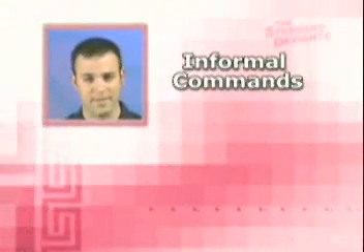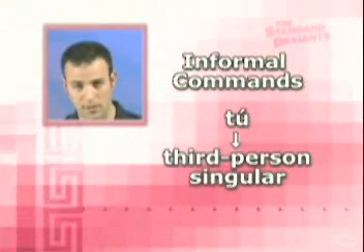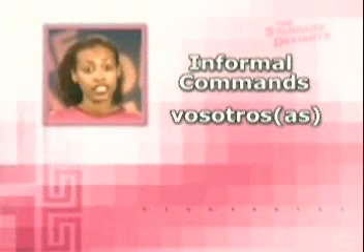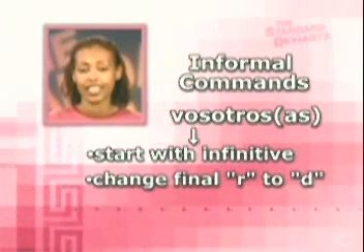For informal commands, changing verbs into their positive command form is a breeze. For tú commands, all you have to do is use the third-person singular form of the verb. So to tell someone to sing, you'd say canta, the third-person singular form of the verb cantar. Vosotros commands are a little different. You start with the infinitive form of the verb, then change the last R into a D. So, cantar would become cantad. That's what you'd say if you wanted a whole bunch of people to sing. So to recap, for positive tú commands, use the third-person form of the verb, and for positive vosotros commands, change the final R of the infinitive into a D.